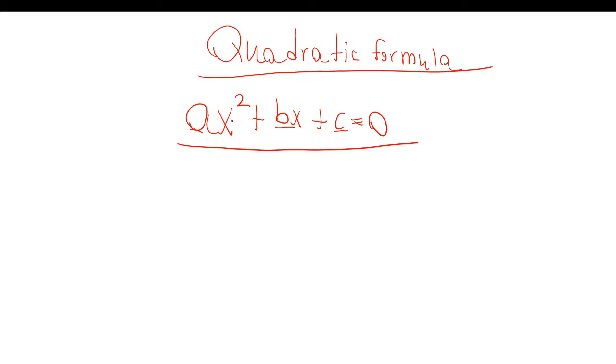Over here we have ax squared. This is the quadratic term. We have bx, which is the linear term. We have c, which is the constant term. A, b, and c are constants, and x is what we need to solve for.